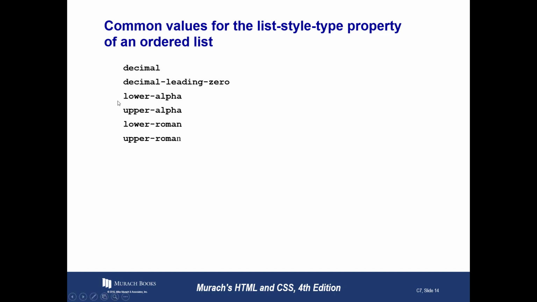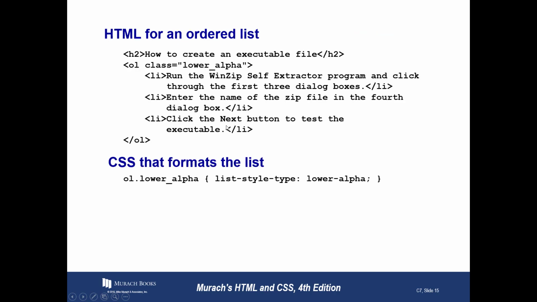For an ordered list, notice decimal: 1, 2, 3, 4, 5, etc. Decimal with a leading 0, I didn't even know that one existed: 01, 02, 03, etc. Lower alpha, so lowercase ABC. Upper alpha, so uppercase ABC. Lower Roman, so lowercase i, ii, iii, iv, v, etc., or uppercase Roman. So you can set them up to any one of these. And that's the associated CSS that you'd have with this.